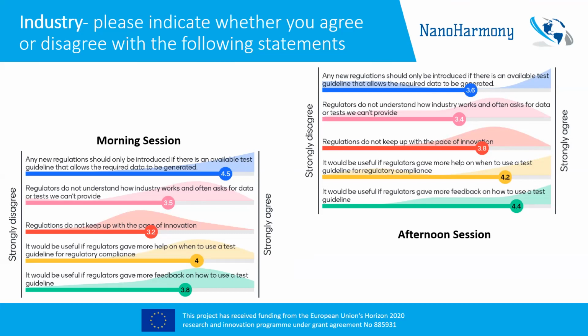And as you can see, the response from industry was very much that they would obviously appreciate more help from regulators on when to use and how to use a test guideline. And they were varying towards agreeing that regulation should only be introduced if there is an available test guideline to allow data to be generated.